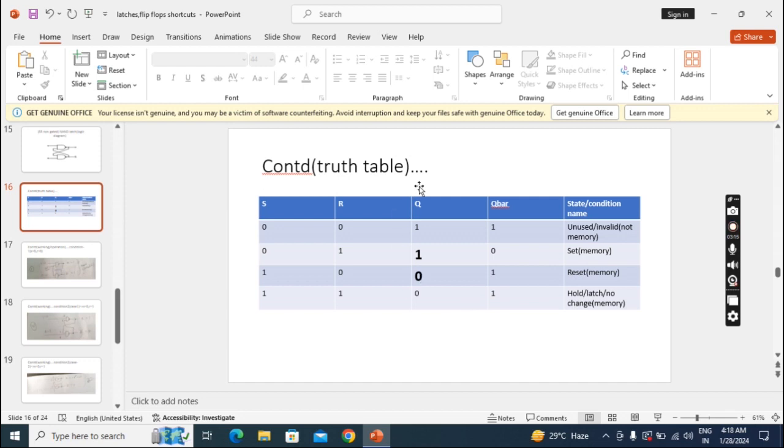Out of four combinations, I told you one we don't use. These three are memory, but out of these three, two are the same, so you can neglect one. Finally, we will consider the set condition and the reset condition. In the set condition, 1 is stored; in the reset condition, 0 is stored. Now we'll see how we are getting these Q and Q bar values for invalid, set, reset and hold, step by step.